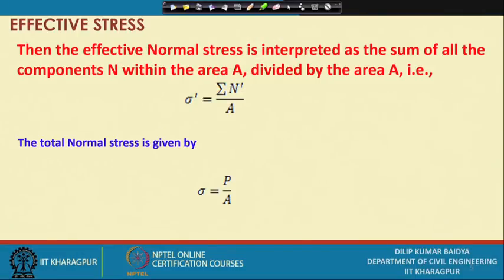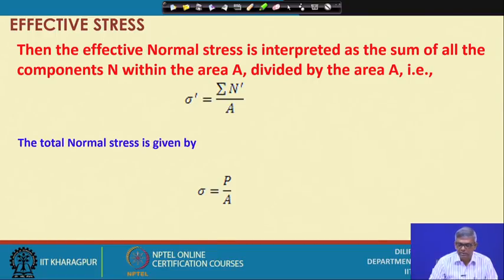As per definition, the effective normal stress is interpreted as the sum of all the components N within the area A. So, within the cross section, whatever number of contacts are there, at each contact point whatever normal force is there, their vertical component will be taken and summed up, like this, sigma N dash, and divided by this cross sectional area. That is, by definition, the effective stress. That means whatever force is transmitted through the soil skeleton, divided by the actual cross sectional area, is the effective stress.